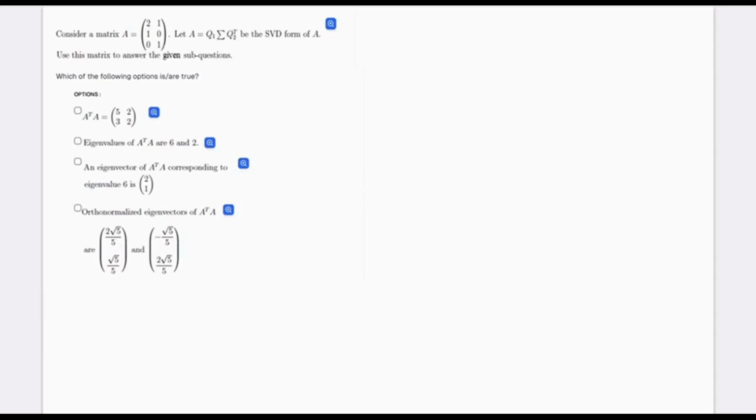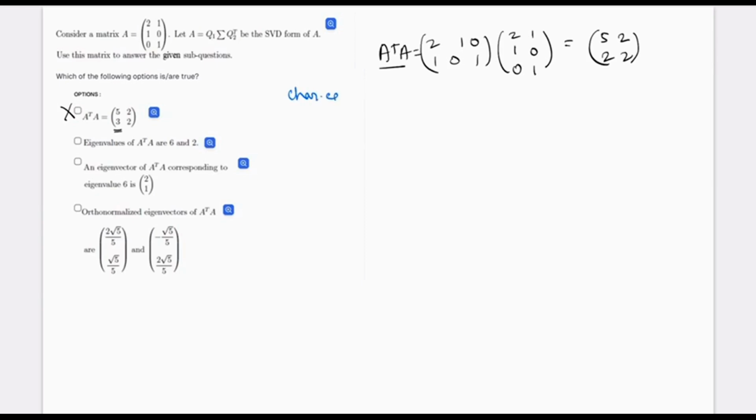Alright, so here we have a matrix, and the first option says that A transpose A is equal to something. So let's compute A transpose A. So A transpose A will be equal to 2, 1, 0, 1, 0, 1 multiplied by 2, 1, 1, 0, 0, 1, right? Now this will be equal to 5, 2, 2, 2. So the option is wrong because it has a 3, right? Then it says eigenvalues of A transpose A are 6 and 2, right? So we need to compute the eigenvalues of A transpose A. How would you do that? So we have to find the characteristic equation. The characteristic equation is given by the determinant of A transpose A minus lambda I should be equal to 0.